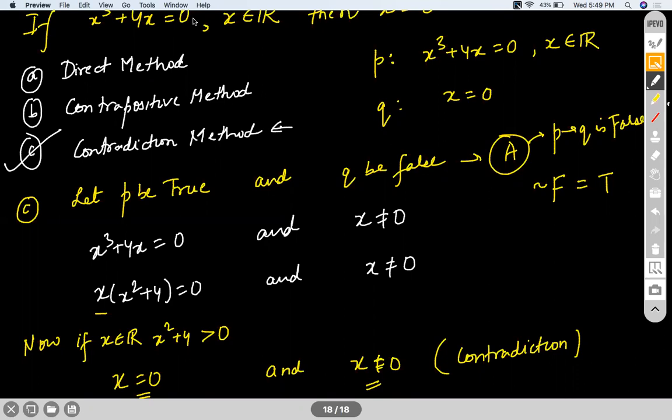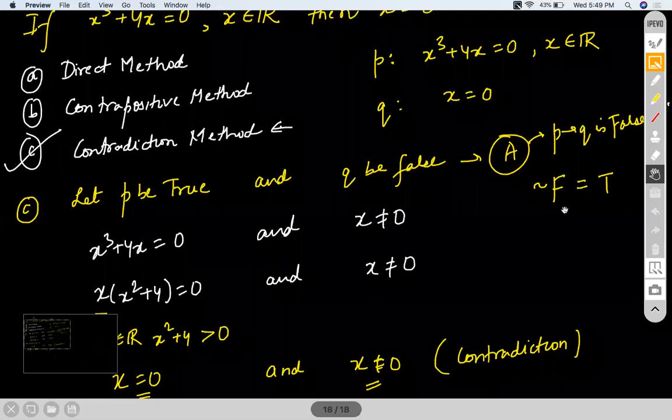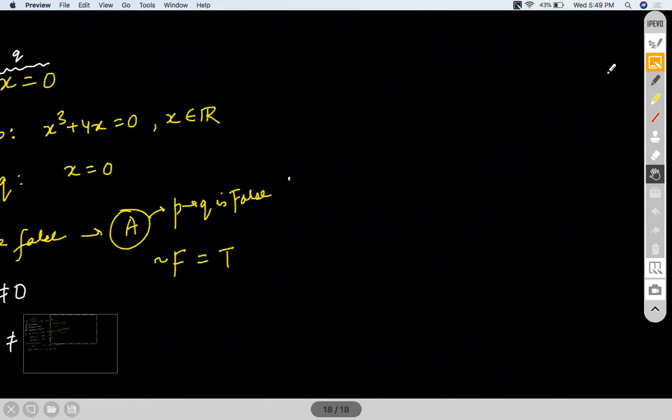Guys, are we ready to do it with direct method? Sir, could you just scroll up to the direct method page for a second? Okay, direct method is assume P is true and then prove Q is also true. Done, sir. Chalo, we'll discuss direct method now.